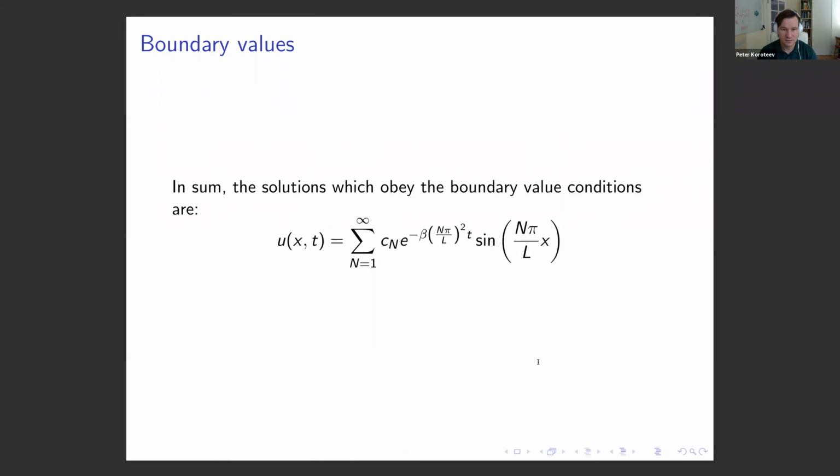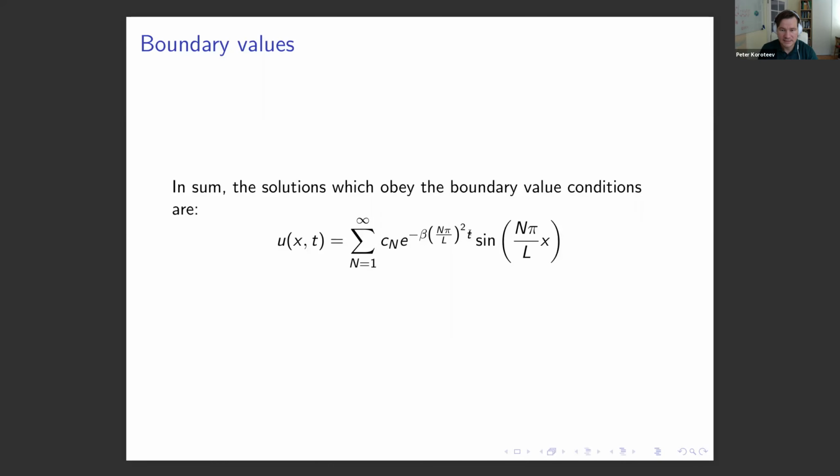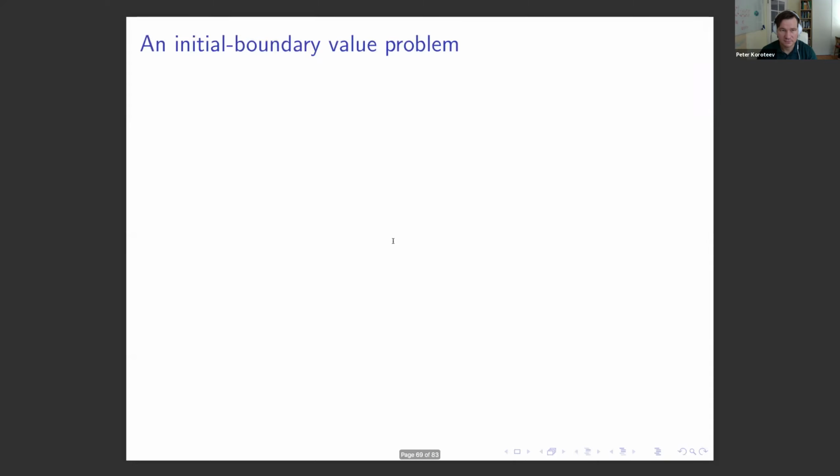So in total, the solutions which obey the boundary value conditions look as follows. Any of those solutions for every given n will satisfy the equation, so we can add them up together. Remember, lambda is that coefficient from the previous slide, so we put it in here. It's e to the negative lambda t times sine n pi over L x, and then we sum over n from 1 to infinity with some coefficients Cn. This is a generic solution that obeys the given boundary value conditions.